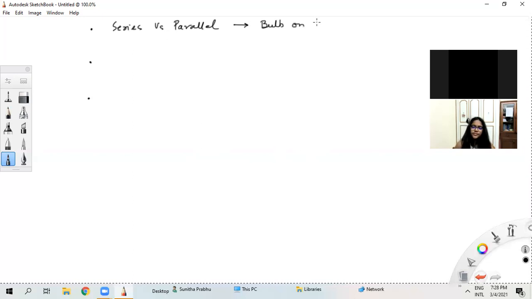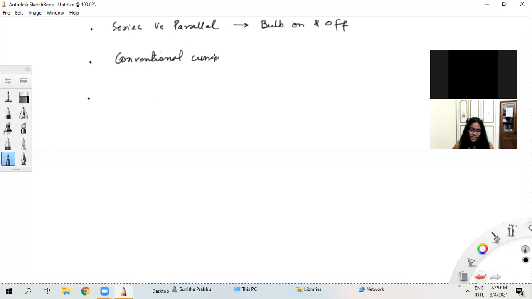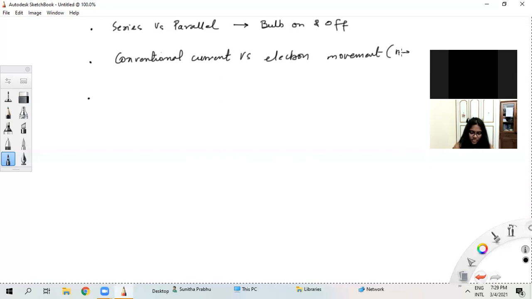Then we did the direction of current. Electrons always move in the opposite direction of the flow of current. So I will say conventional current versus electron movement. We said that electrons will move from negative to positive. You can make a note: electrons will always move from the negative terminal to the positive terminal, but the direction of current is always from the positive terminal to the negative terminal. It's always opposite to the flow of electrons.